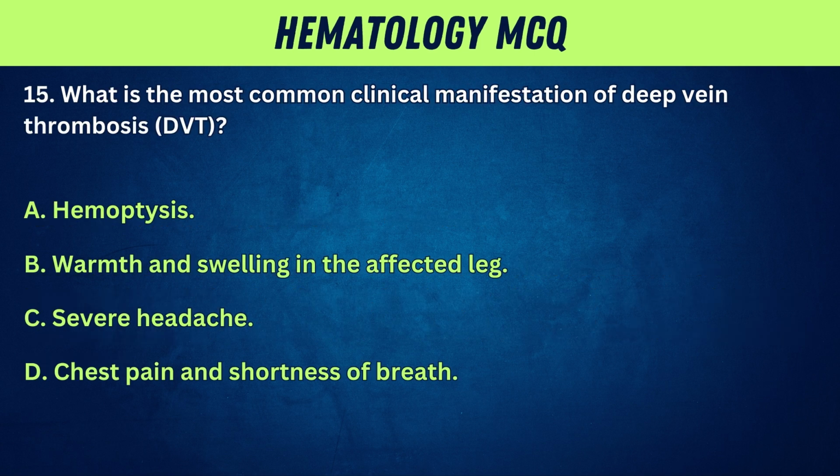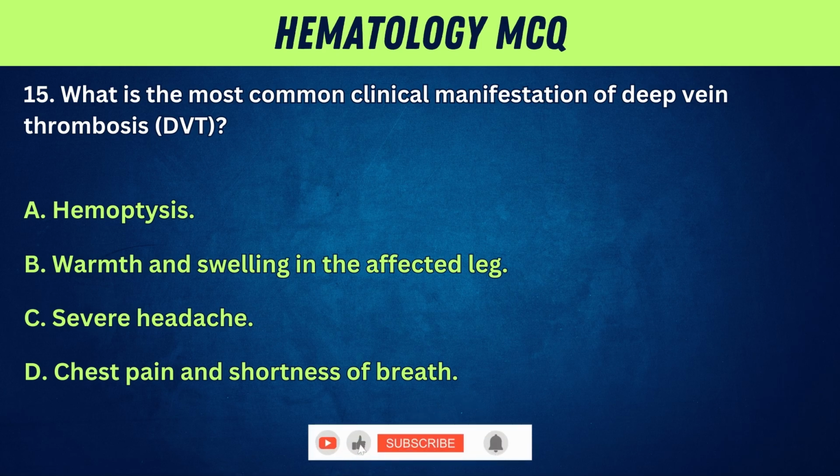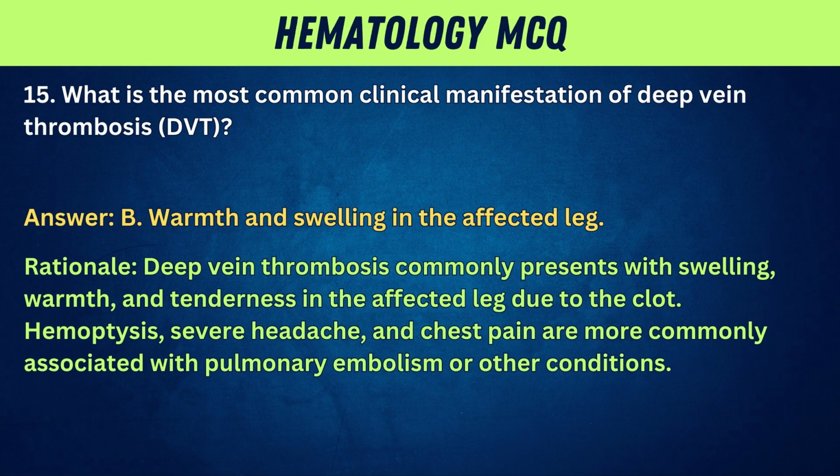15. What is the most common clinical manifestation of deep vein thrombosis, DVT? A. Hemoptysis. B. Warmth and swelling in the affected leg. C. Severe headache. D. Chest pain and shortness of breath. Answer. B. Warmth and swelling in the affected leg.